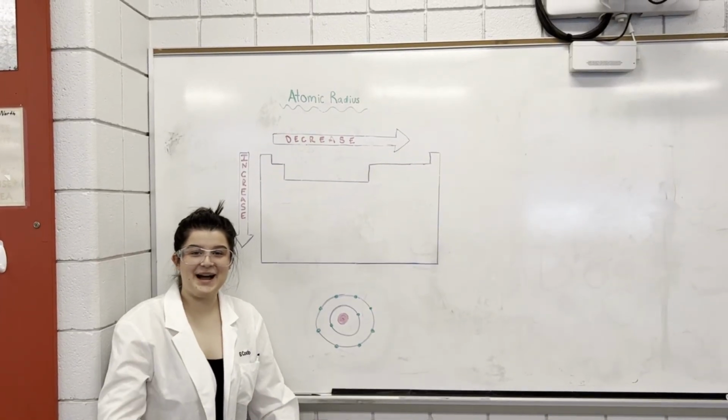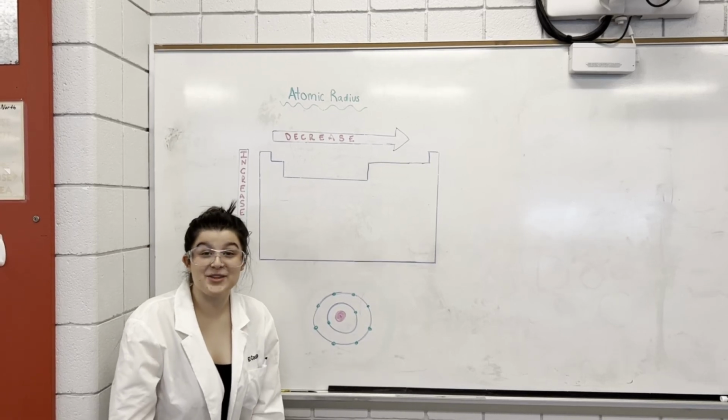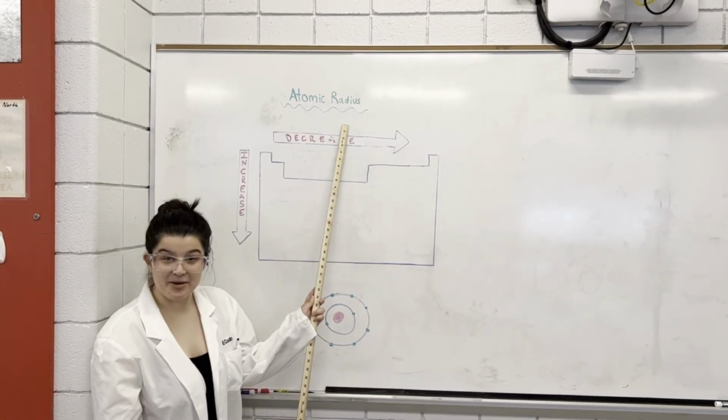AP Chemistry. I'm El Cocinero. Today we will be discussing periodic trends, the first of which is atomic radius.